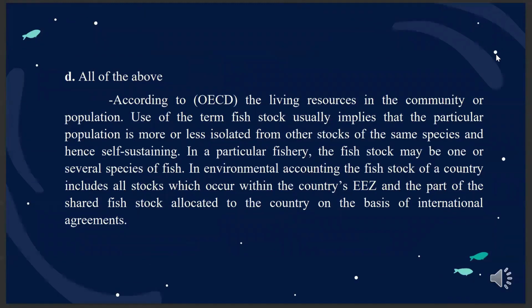According to OECD, the living resources in the community or population, use of the term fish stock usually implies that the particular population is more or less isolated from other stock of the same species and hence self-sustaining. In a particular fishery, the fish stock may be one or several species of fish.